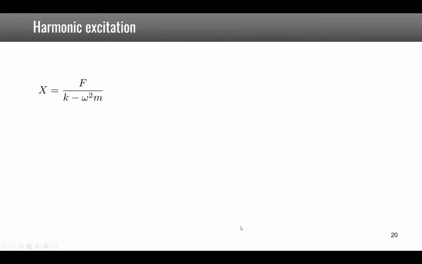This term can be simplified by looking first at the displacement at 0 frequency. If we replace omega by 0 in this expression, we get F over k, which is the static response. This is how much the mass will be displaced if you put a static force on the spring.